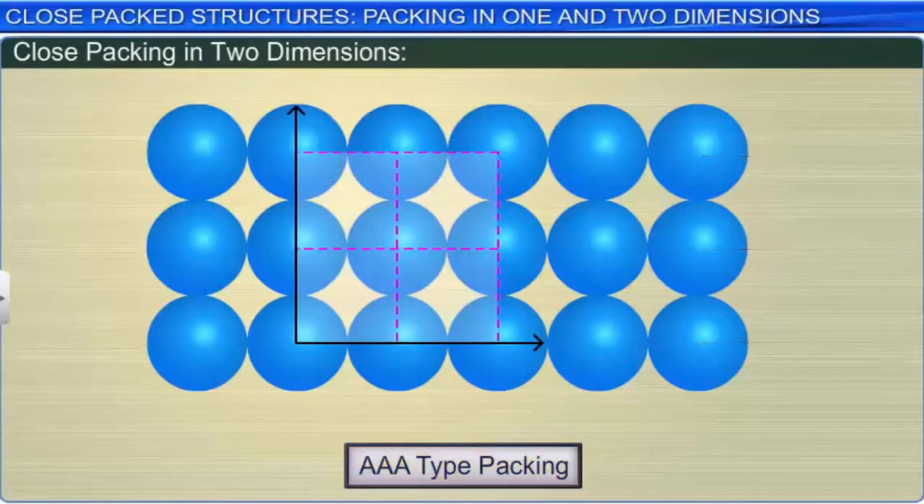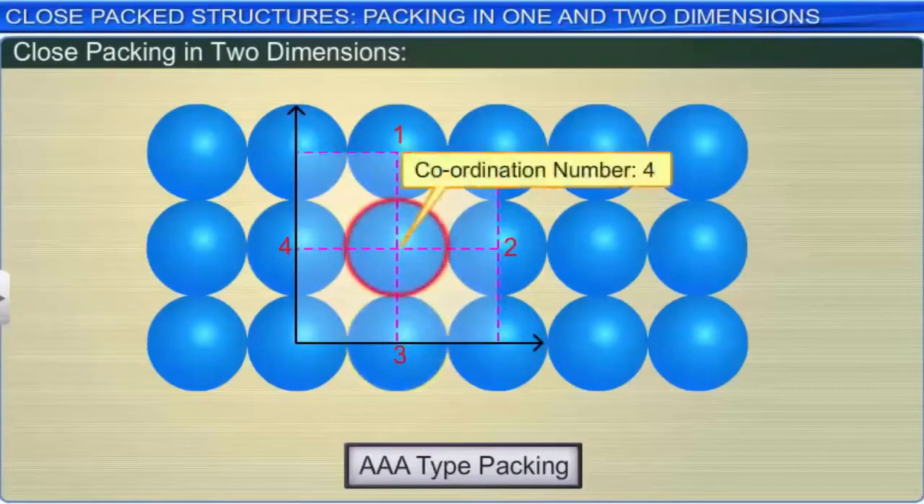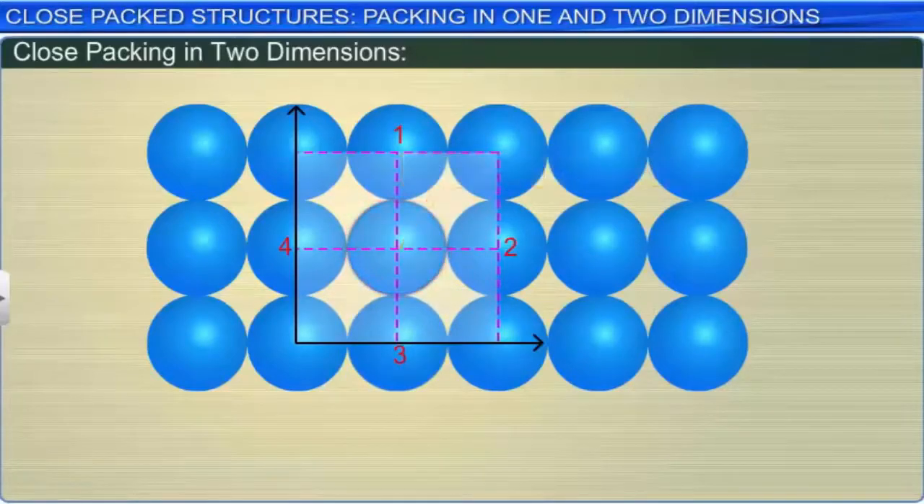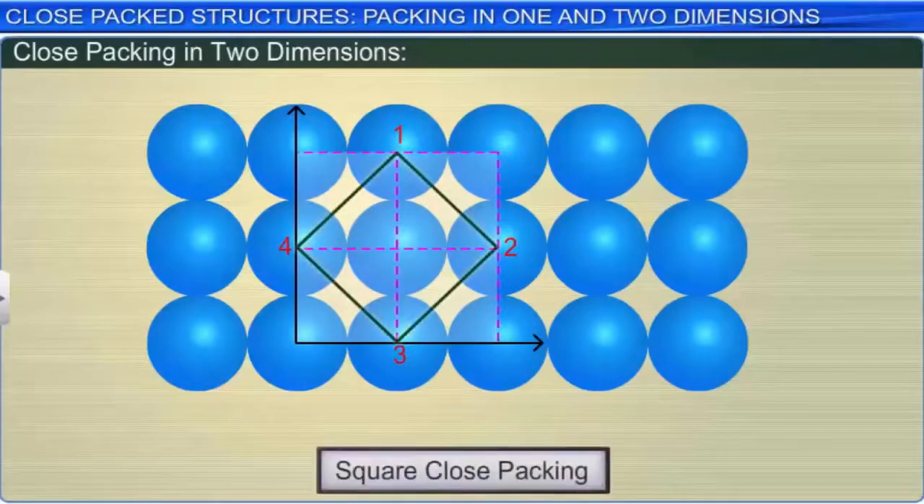You can also see that each sphere is in contact with 4 other spheres, 2 on either side, 1 above and 1 below. Hence, the coordination number becomes 4. Also, if you join the centers of these 4 spheres, you will get a square. Therefore, this type of close packing is also referred to as square close packing.